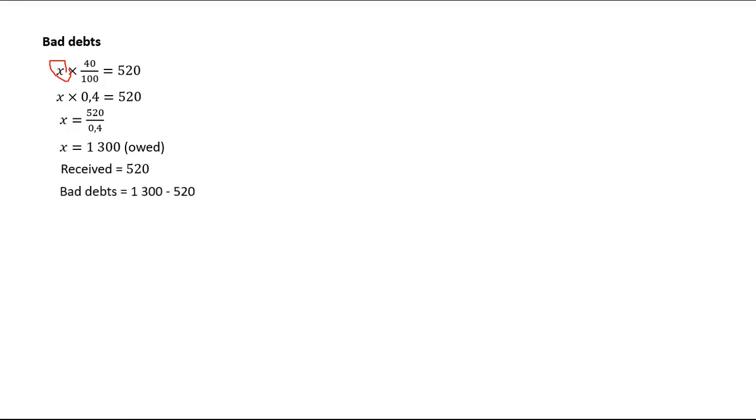So X represents the amount that I Am Broke is owing. And when you simplify that 40 over 100, it will be 0.4. Just divide by 0.4. You will get the amount that I Am Broke was owing, which is 1,300. It's your choice. You can multiply this by 60% to get the amount that must be written off, or you can just subtract it. So amount received was 520. Bad debts will be 1,300 minus the amount that was received. So your bad debts will be 780.